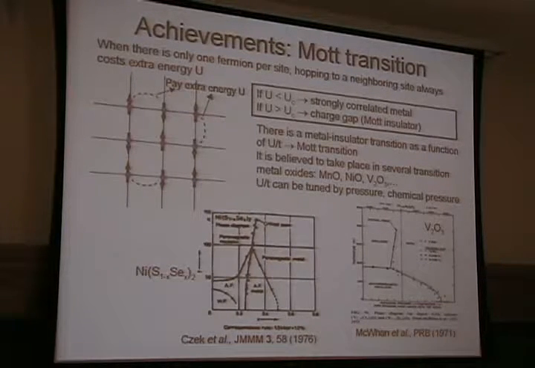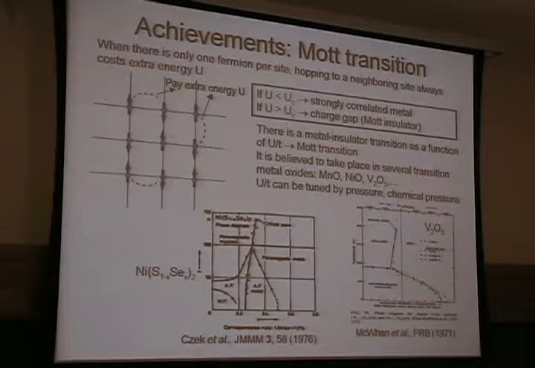So in effect, for U smaller than a critical value, your electrons will be able to do that. They will pay an extra energy, but they will be able to delocalize, and you have essentially a strongly correlated metal. But if you increase U above a certain critical value UC, you create a hard charge gap in your system. At low energies, electrons cannot hop to the neighboring site. So you effectively have an insulator, a so-called Mott insulator.